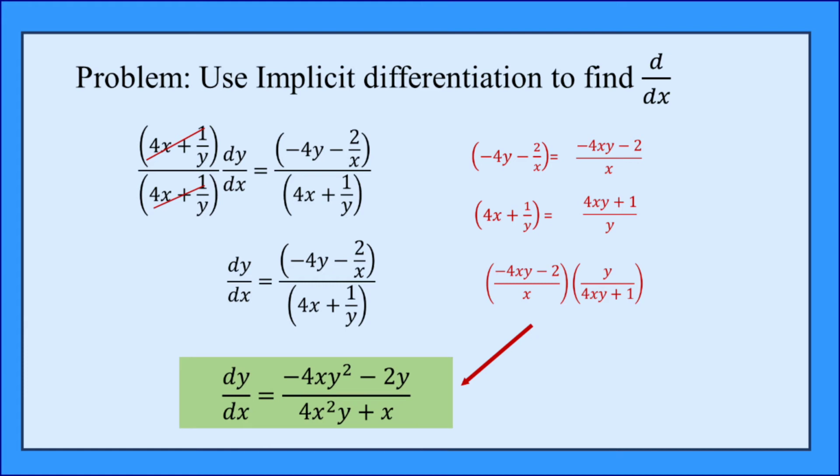For differentiating the expression 4xy plus ln of x squared y is equal to 7, our final answer will be dy over dx is equal to negative 4x squared minus 2y all over 4x squared y plus x. That's how easy it goes.